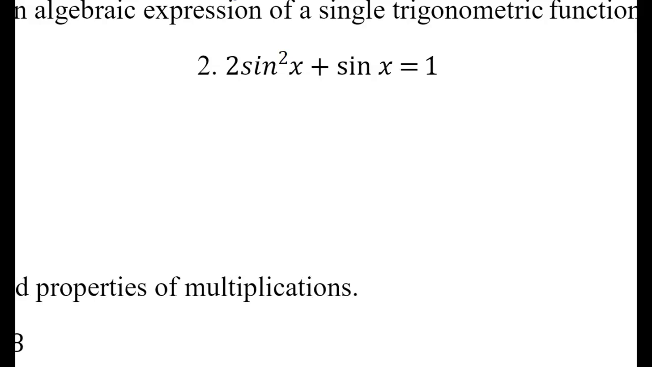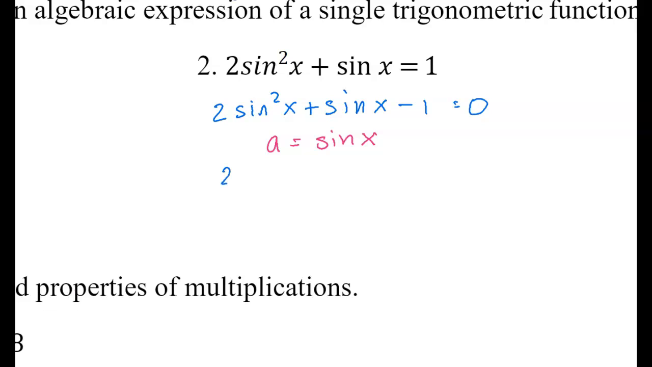What you do, first, you bring the 1 over, right? So it's 2 sine squared of x plus sine of x minus 1. We subtract the 1 over. Then you can create a different variable that will replace sine of x. So I'll say a, I guess. We'll say that a will be in replacement of sine of x. So instead of writing sine of x, I will replace it with an a.